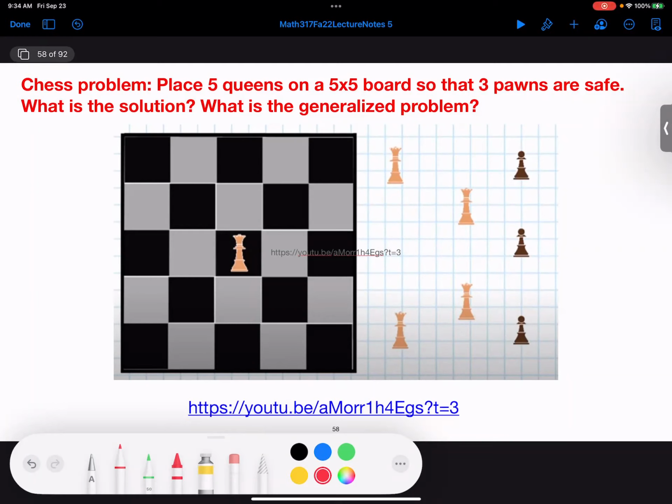You want the queens to be. So if you want the queens to protect the whole board, is there an easy way to put 5 queens to protect the whole board? Just put them for each row. Yeah, in each row, in each column, diagonally, there's lots of ways to do that. So one way to generalize it is, I want, instead of 3 pawns are safe, I want no pawns to be safe. Well, it turns out that problem is going to be easy. It's a generalization, but it's not the right one. Can somebody give me another generalization for this problem?